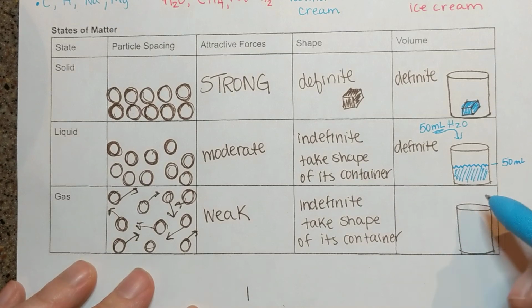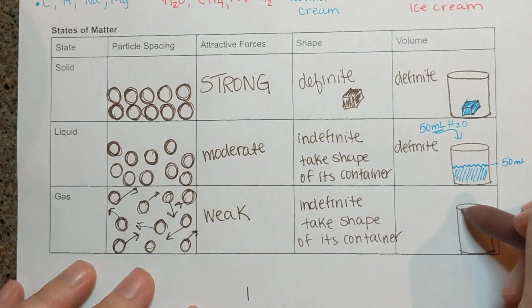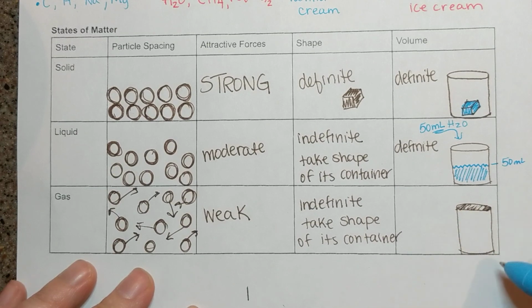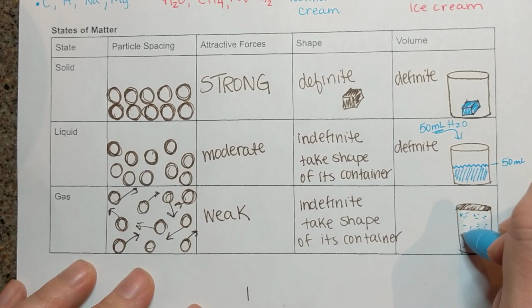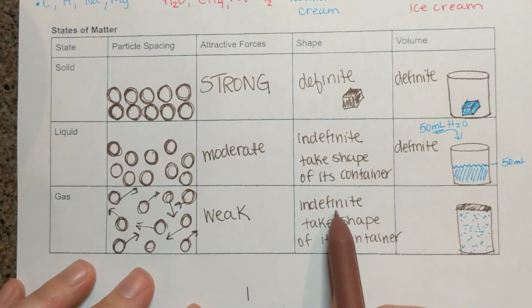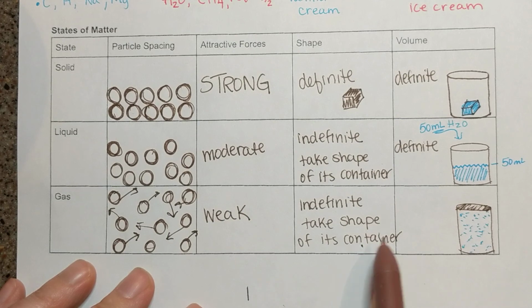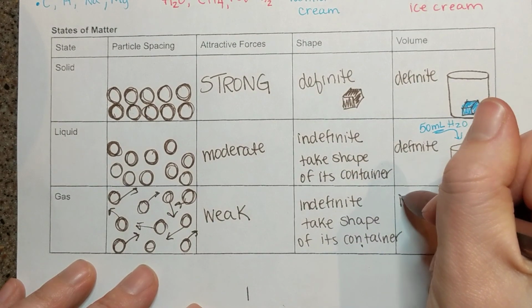A gas, however, if I put a lid on my container, so I'll close off my container here, and I fill that with gas, my gas molecules are going to fill my entire container. So they spread out until they fill every nook and cranny of my container. So we say not only does it have an indefinite shape, that it takes the shape of its container, but it also has an indefinite volume.